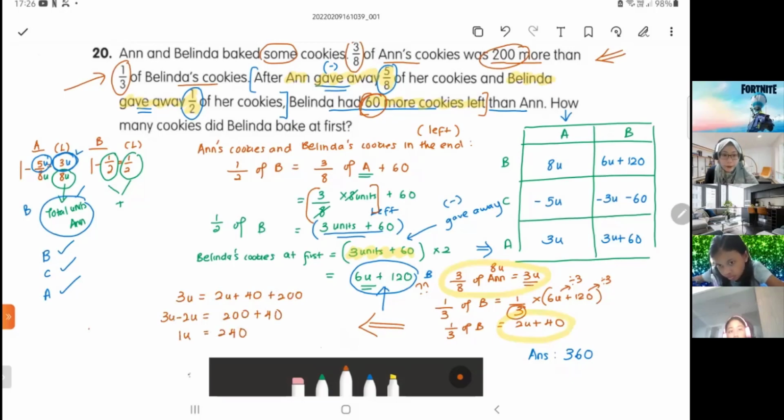Am I happy with that? No, I want Belinda. Belinda is 6 unit plus 120. So find 6 unit first. 6 unit is equal to 240 times 6. That is 1440. So 1440 plus my 120 equals 1560. This is my answer. Answer is 1560.